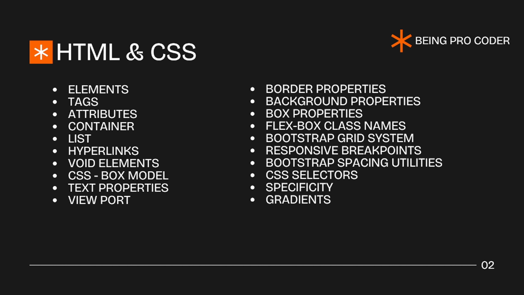With the hyperlinks, we can learn about reference, anchor, hyperlink. Coming to void elements, we can learn about the BR tag and HR tag. These are void elements which don't have an end tag. In the CSS box model, we can learn about the padding, margin, border, and the content.